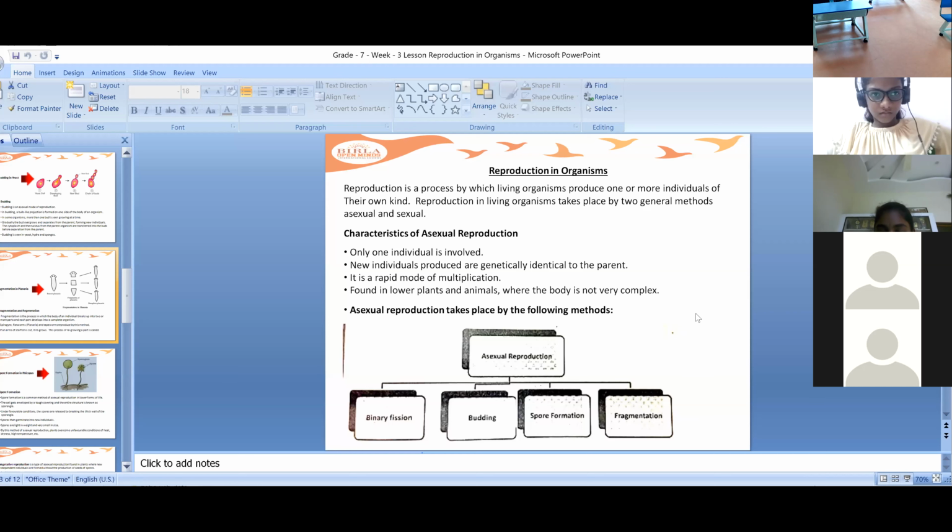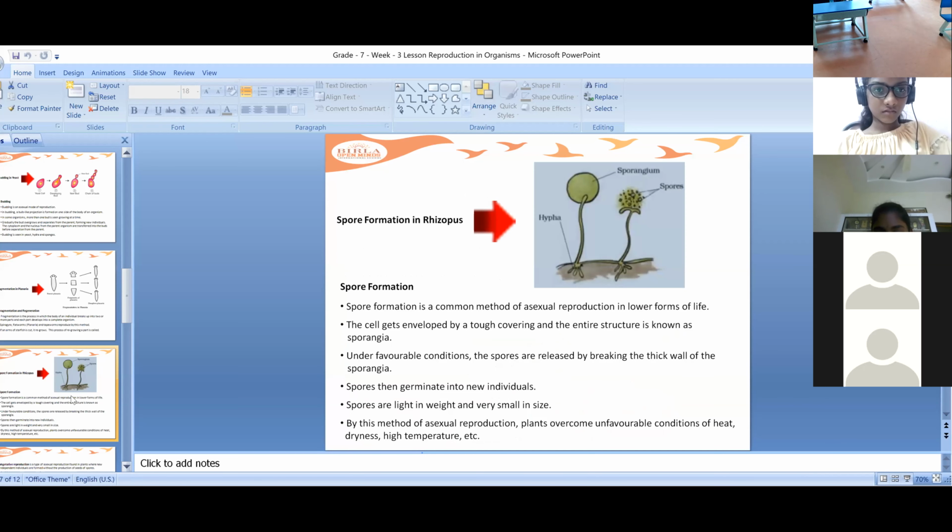So after budding, we'll see spore formation, how the spores are formed. So here you can see the spore. Here this is the rhizopus. It's an organism which is called rhizopus, which forms spores. Spore formation in rhizopus. So we'll just discuss it now.